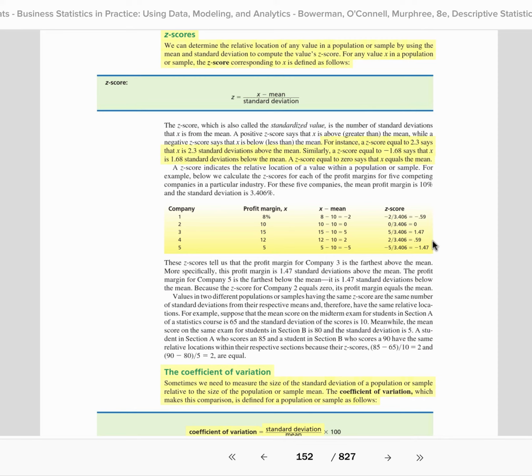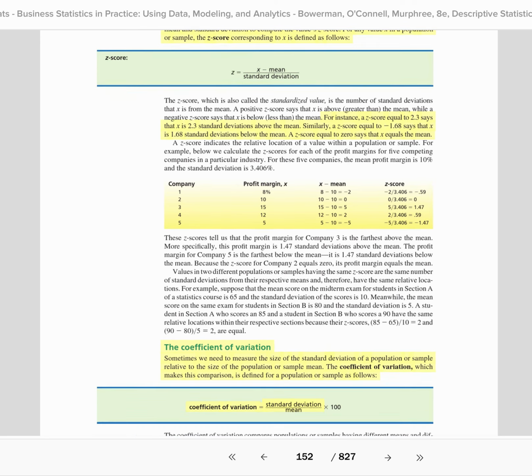The highest profit of these companies, you will see the third company, was 1.47. So it has 1.47 standard deviations higher profit than the mean profit margin, which is the 10%. The minus 1.47 is just the opposite. It is the company that made the least profit among all those 5 companies. Okay, so this is a way to compare data with each other. A very interesting way.